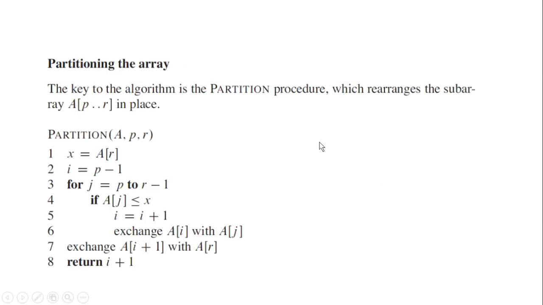Okay, now partitioning the array. The key to the algorithm is the partition procedure, which rearranges the subarray A[p..r] in place. We will partition the array, PARTITION(A, p, r). You can see the partition of an array. We apply the for loop and if condition. Here we must focus on lines 3 to 6. Okay, we see on next slide.